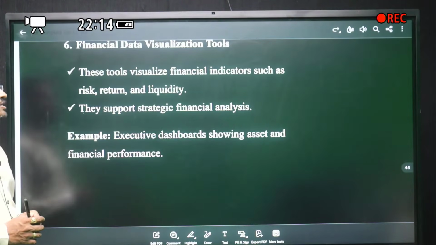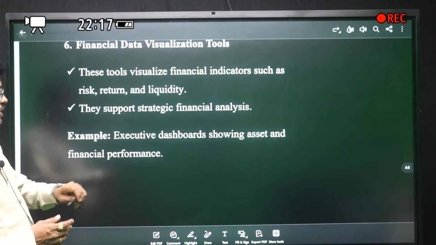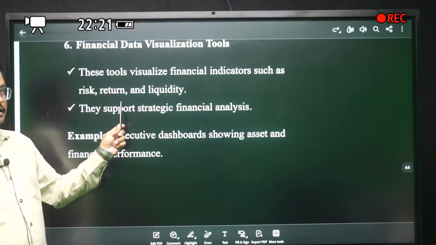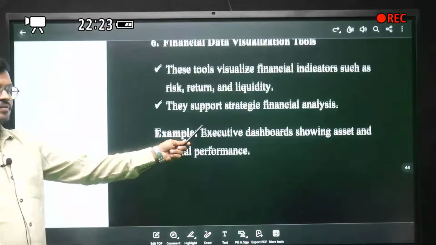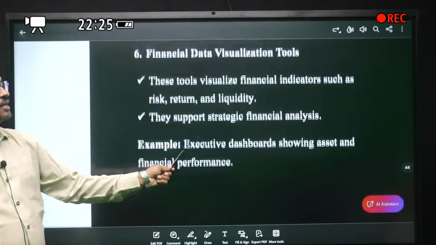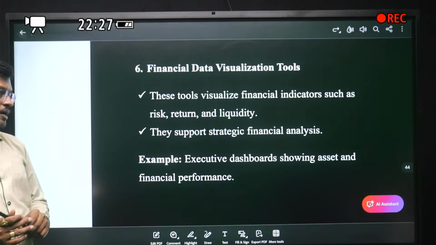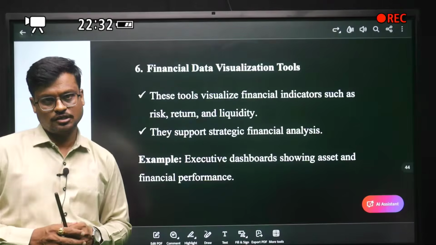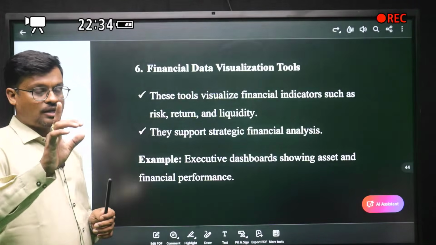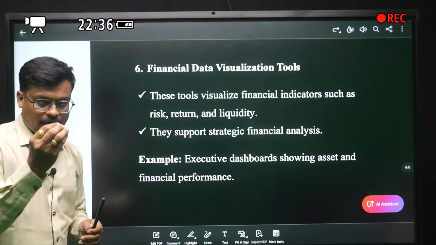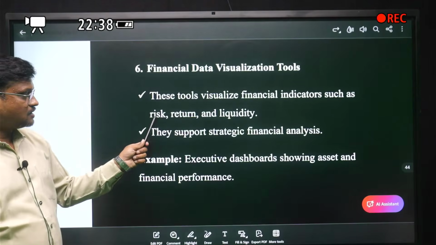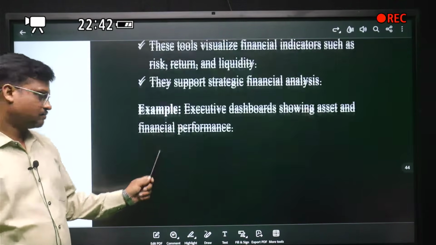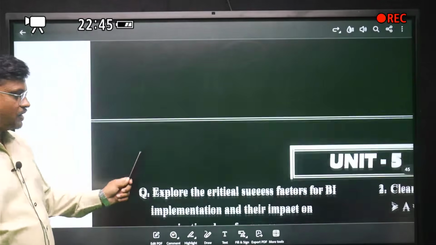Financial data visualization tools. These tools visualize financial indicators such as risk, return, and liquidity. They support strategic financial analysis. Example: an executive dashboard showing the assets and financial performance of the organization. They give you the actual picture, actual data about your financial risk, return, as well as liquidity. Okay, dear. This ends unit number 4.